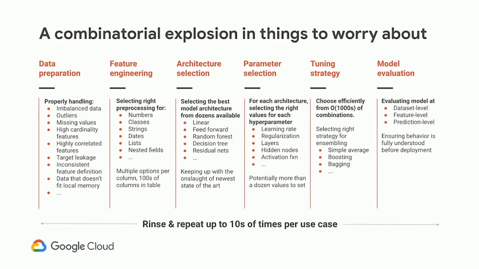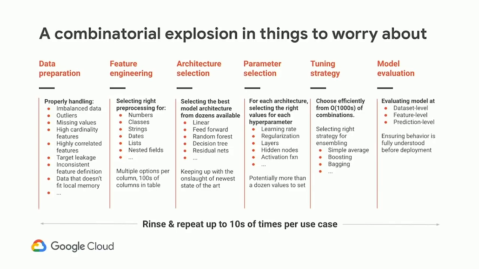But the challenge is that especially as the number and complexity of your input columns increases, you hit a combinatorial explosion in things you need to worry about. So starting from the left and going to the right, on data preparation, for every one of your individual feature columns, you need to think about things like missing values and outliers and so forth. And then under feature engineering, for each of those columns, you need to think of the right pre-processing to prepare it for the following model that you select in the architecture selection step. And there could be multiple options per feature column.